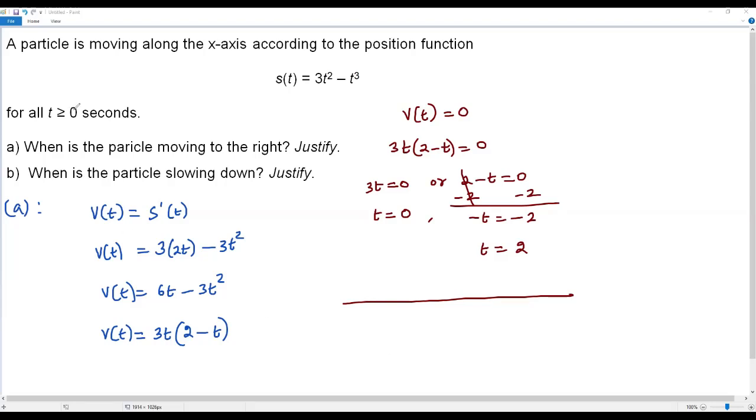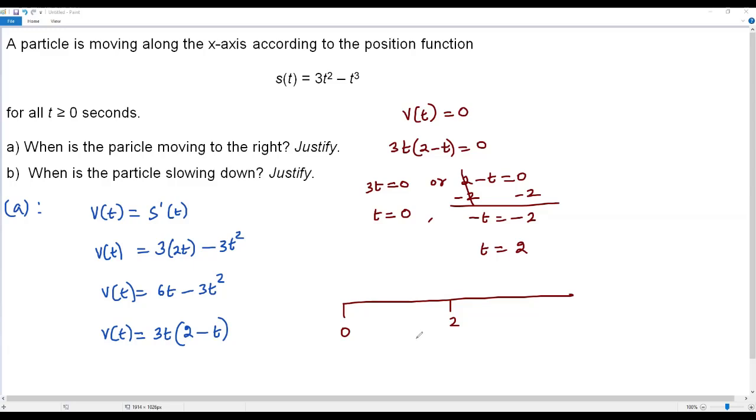And the starting value of t is 0, because the question says t has to be greater than or equal to 0. So the least value of t is 0, and the other value we get for t when we equate the velocity to 0, I am getting 2. So now we have two intervals on the number line, using the two values of t, 0 and 2. The first interval is 0 to 2. The second interval is greater than 2.